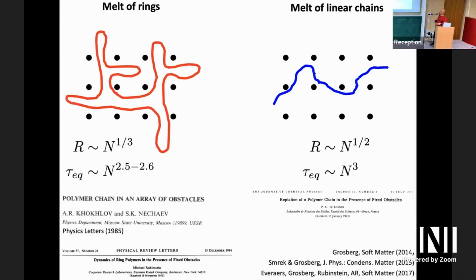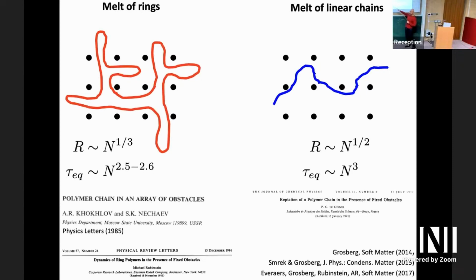But if you have a melt of rings and you try to replicate a bit the same argument, then what was somehow hypothesized by Cocklock, Scheibe, and Rubinstein was that the chain, in order to maximize entropy, starts to protrude through these obstacles. The obstacles here, I remind you, are just like the Gedanken experiments, mimicking the presence of the other chain.